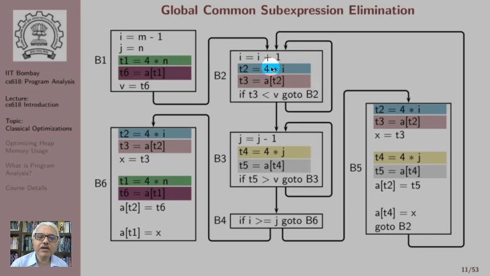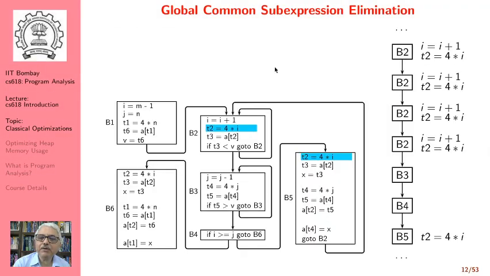However, there is a path that goes from this B2 and then to itself, and there the value of I is modified. What that means is now we are talking about multiple occurrences of this statement and multiple occurrences of this statement because both of them are in the loop. When that happens, this is what illustrates a program trace.